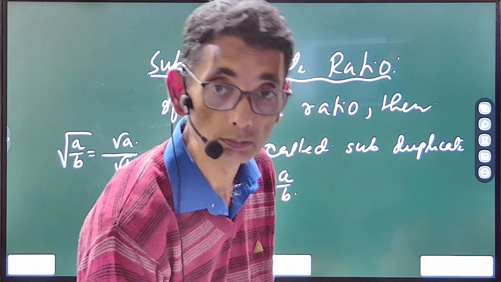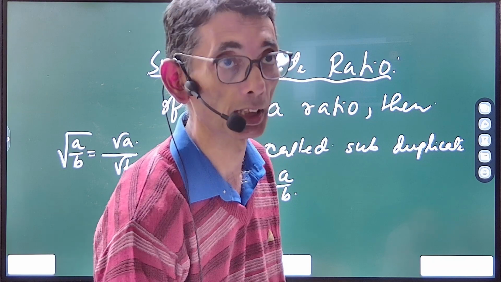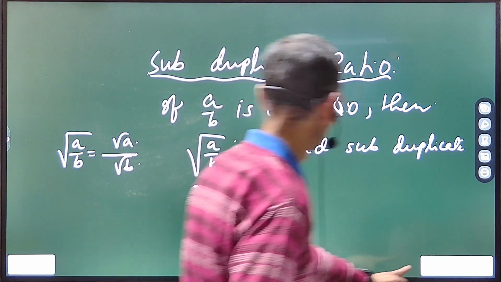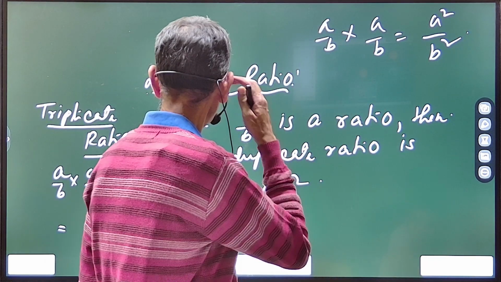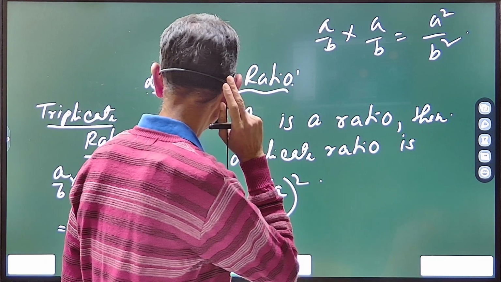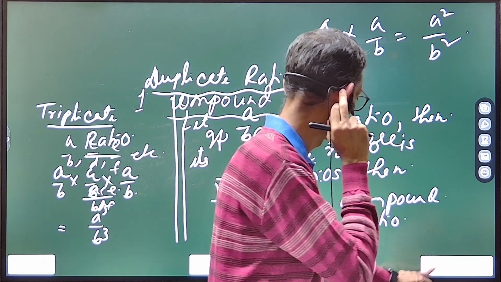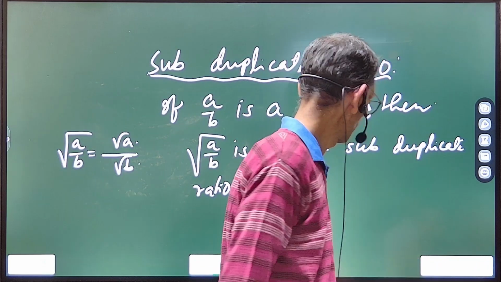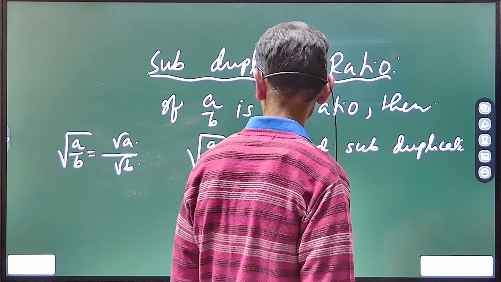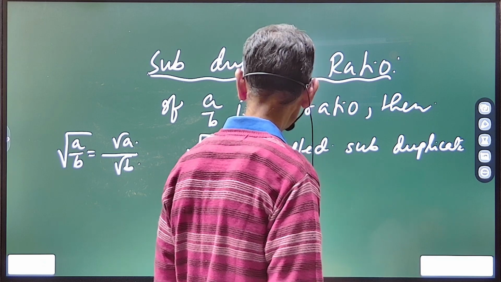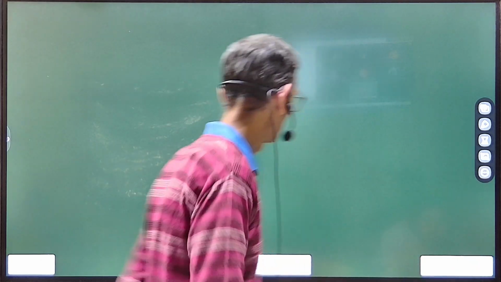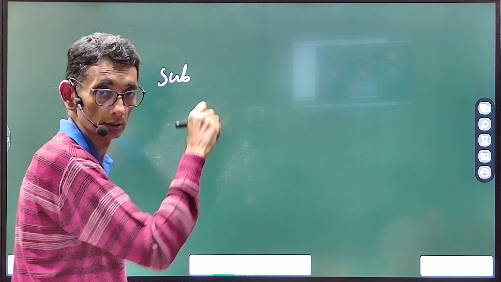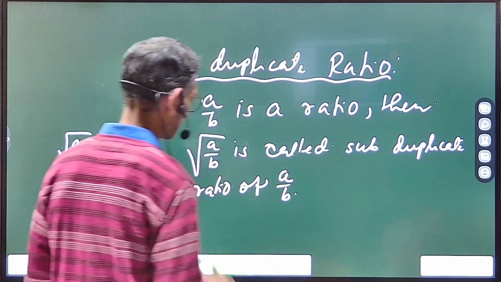Sir, are these types of ratio? Yeah, these are all types of ratio. Duplicate ratio, then triplicate ratio, then compound ratio. These are all types. Then this is subduplicate, then subtriplicate. Next, subtriplicate.